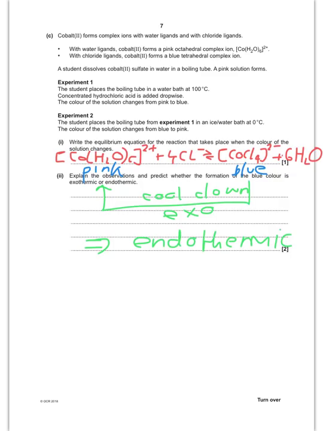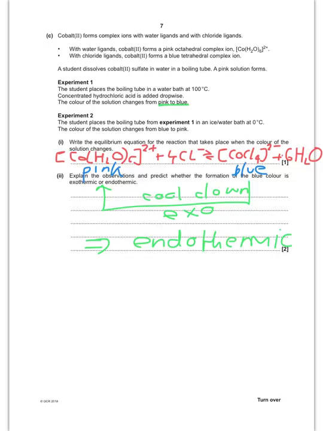So the first thing we need to do here is write an equation for experiment 1, which I've done there. I'll just put the colours there just so you can see. Look, for experiment 1, it changes from pink to blue. So you need to start with your octahedral complex and end up with your tetrahedral complex.